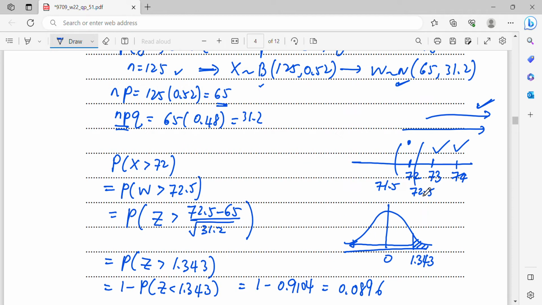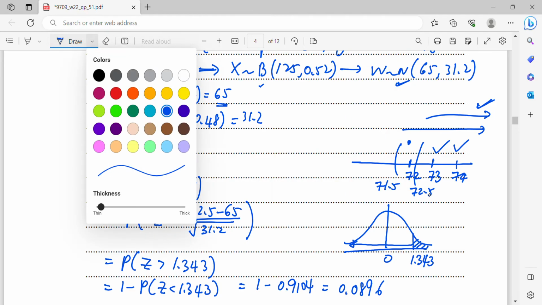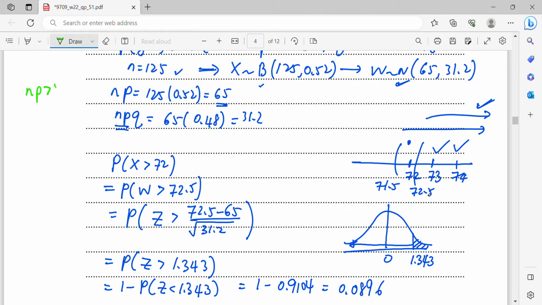Okay, so remember whenever the np is more than 5 and nq is more than 5, instead of binomial, you need to approximate to normal. Alright, that's the condition. Okay, so with this we have completed question 2.